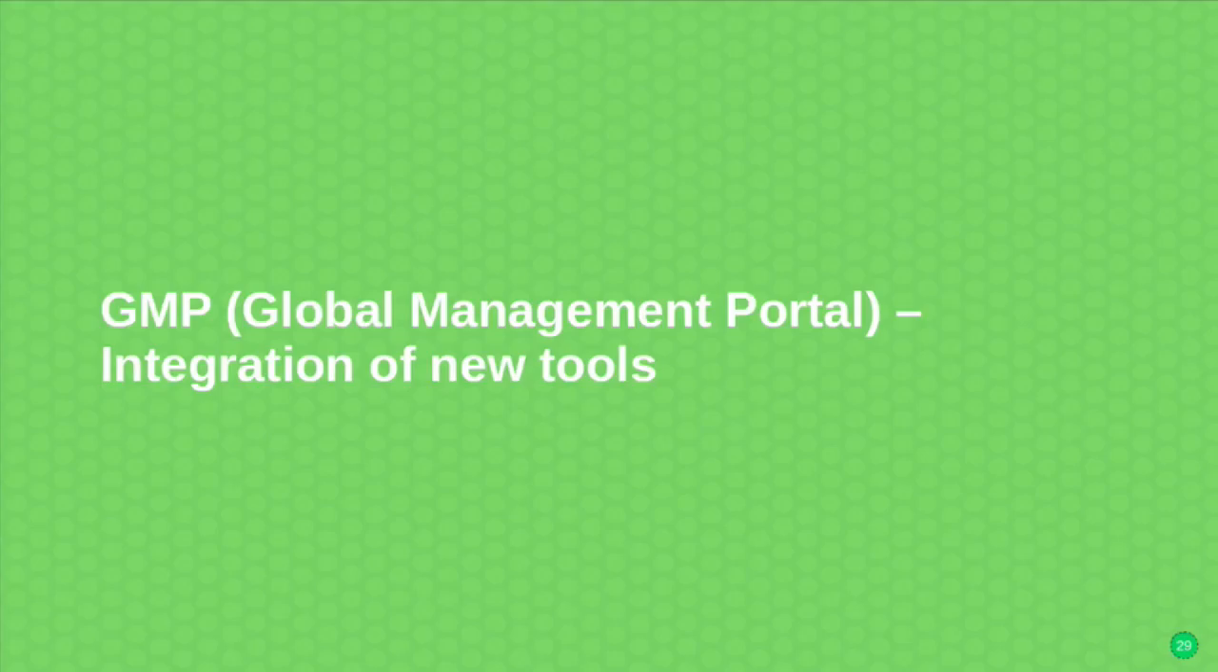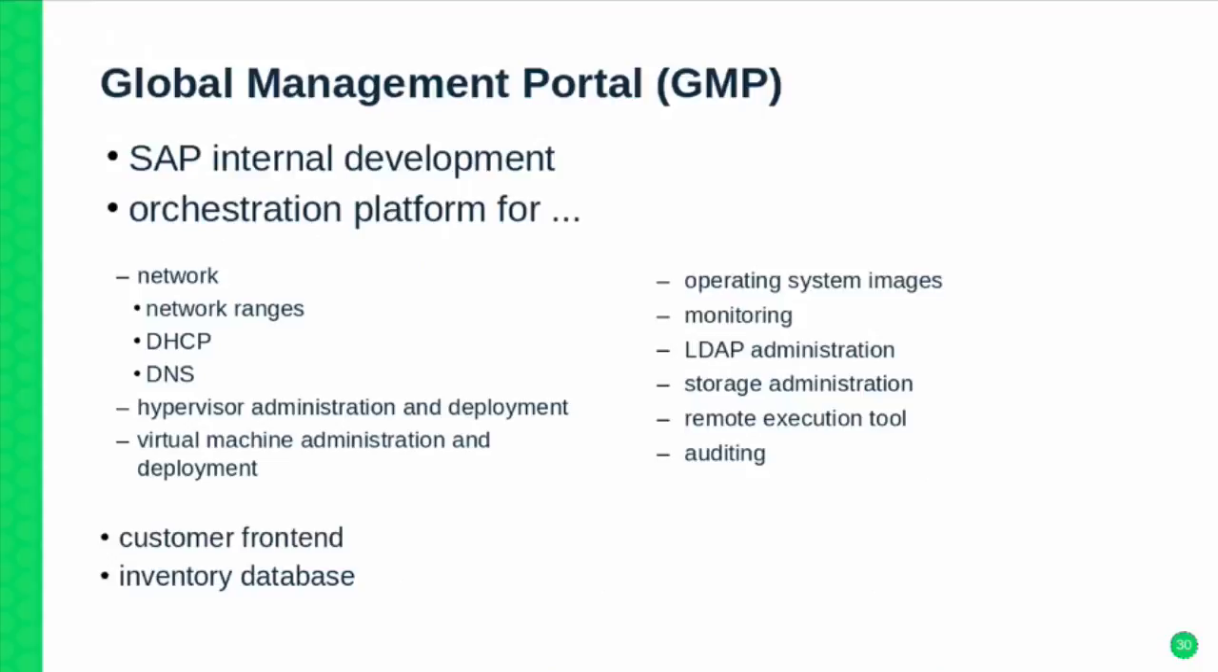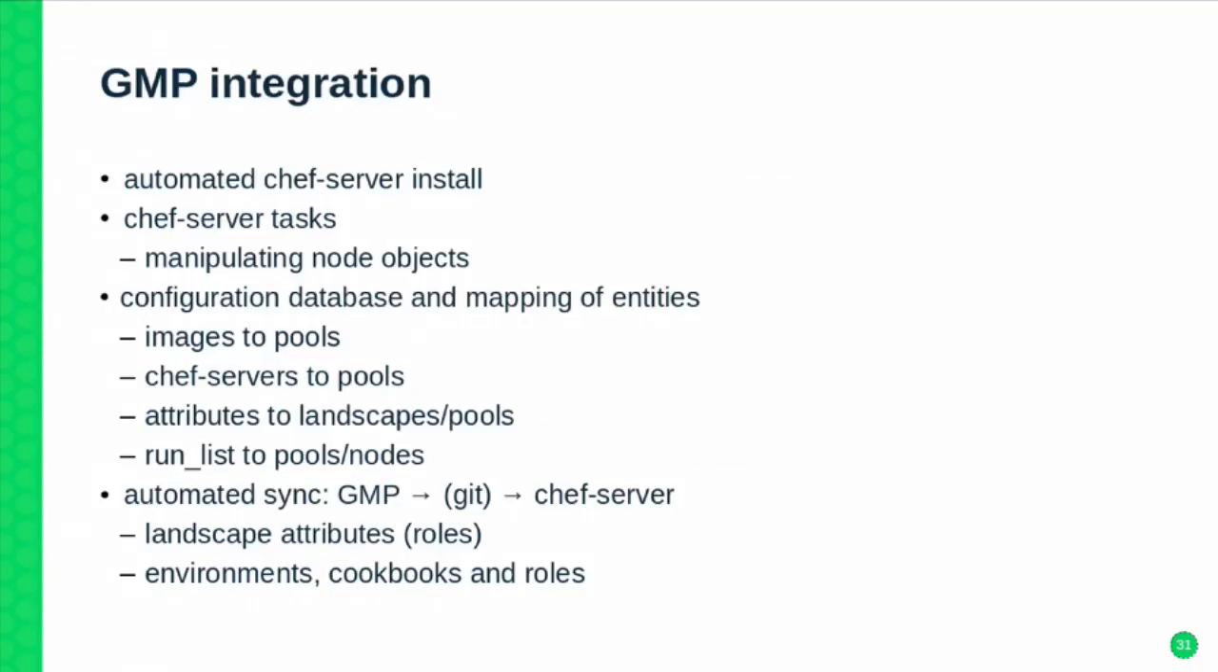So how do all these new tools integrate into GMP? First, a reminder, we had that on the slide before. So what is done in GMP? We've got an automated Chef server installation. You just run the self-service and then the new Chef server is installed. Then you can fetch all the recipes and cookbooks that are needed. We've got Chef server tasks like manipulating node objects or also defining some definitions for pools.